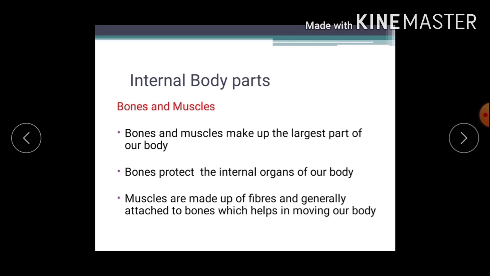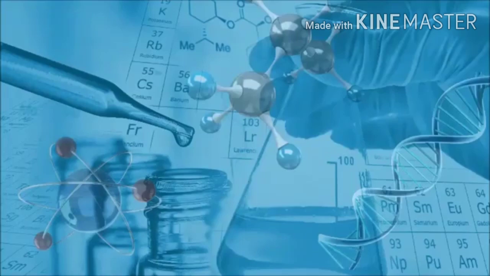One more additional piece of information I would like to add. Did you know that a bone doctor is called an orthopedist? Now kids, do watch this video which will explain bones in brief.